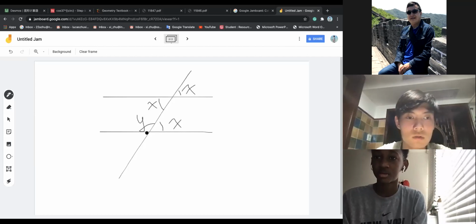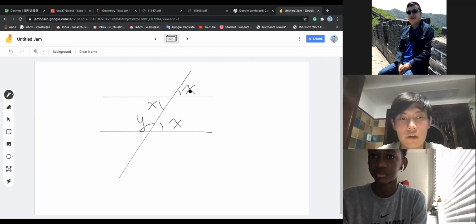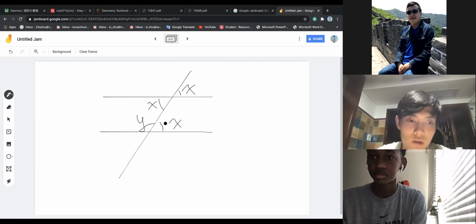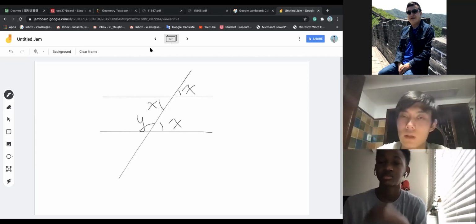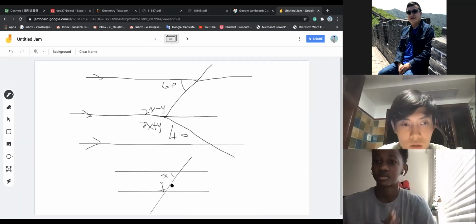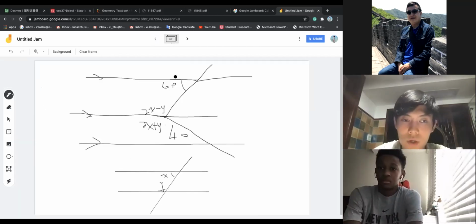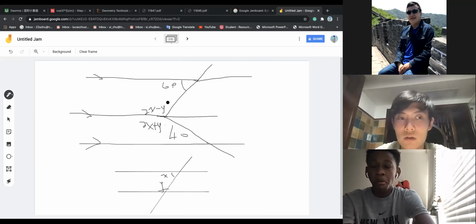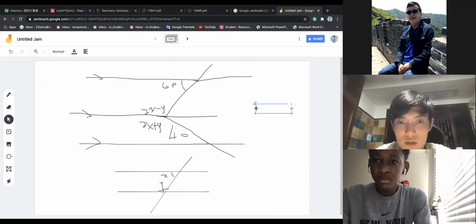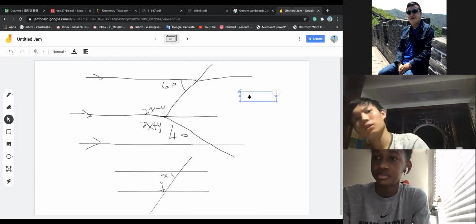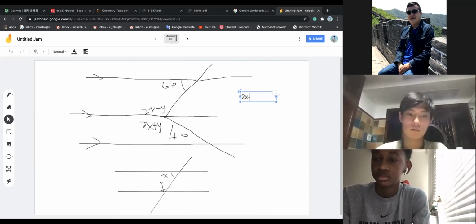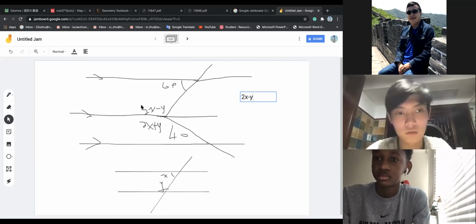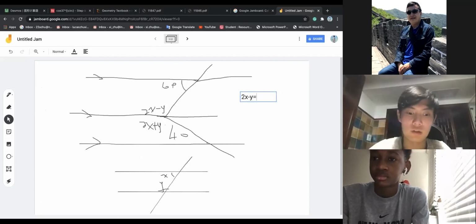That's exactly how you prove it, because if we know the two lines are parallel, then we can know they add up to 180. They're supplementary, I mean, right? So when you know these two add up to 180, we can set up the equation: 2x minus y, which is the measurement for this angle, plus 60 equals 180, right?